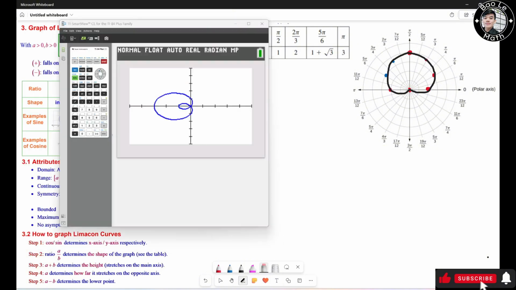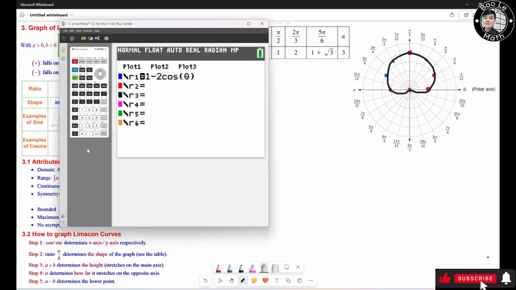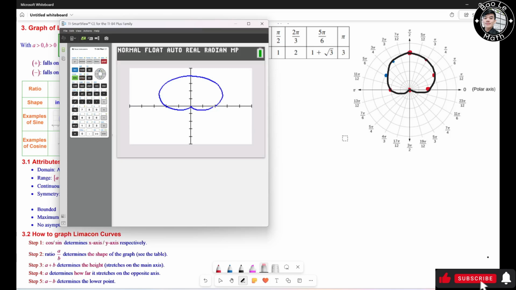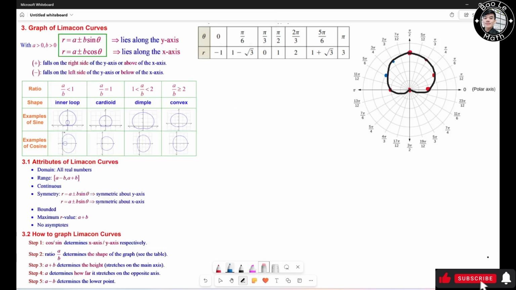Now if you use the TI-84 Plus C calculator, you just hit y equals, enter 2 plus 2 sine theta, and hit graph. It's going to be like this. Alright, so we just finished the inner loop shape, the cardioid shape.